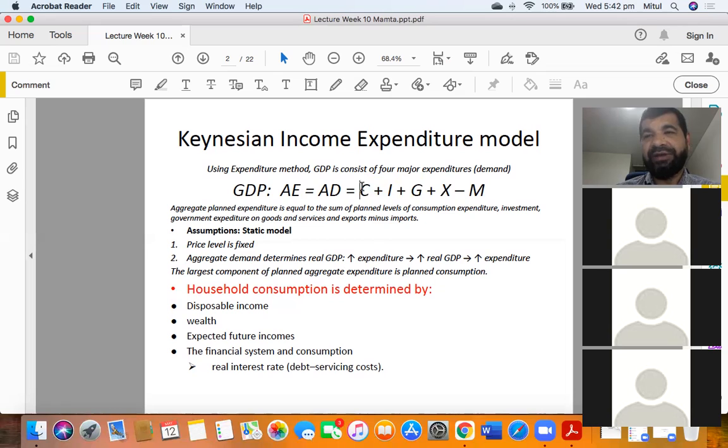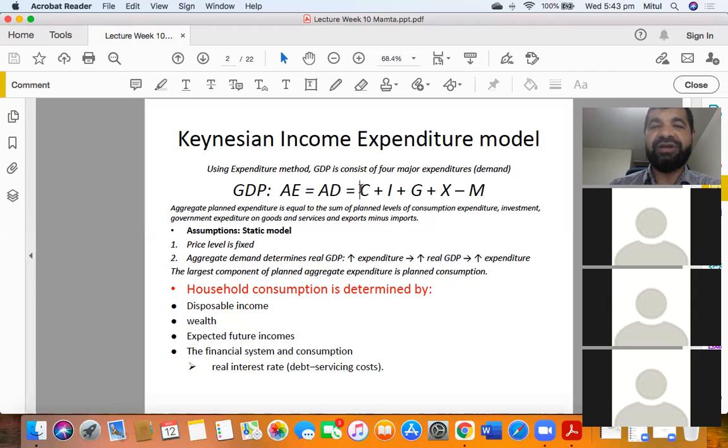Consumption is one of the expenditures. Investment is another expenditure. Then government expense is another expenditure. Export is another expenditure. Import is also another item, but it is not an expenditure in the same way here. Okay, so these are the different types of expenditures we are making in here.